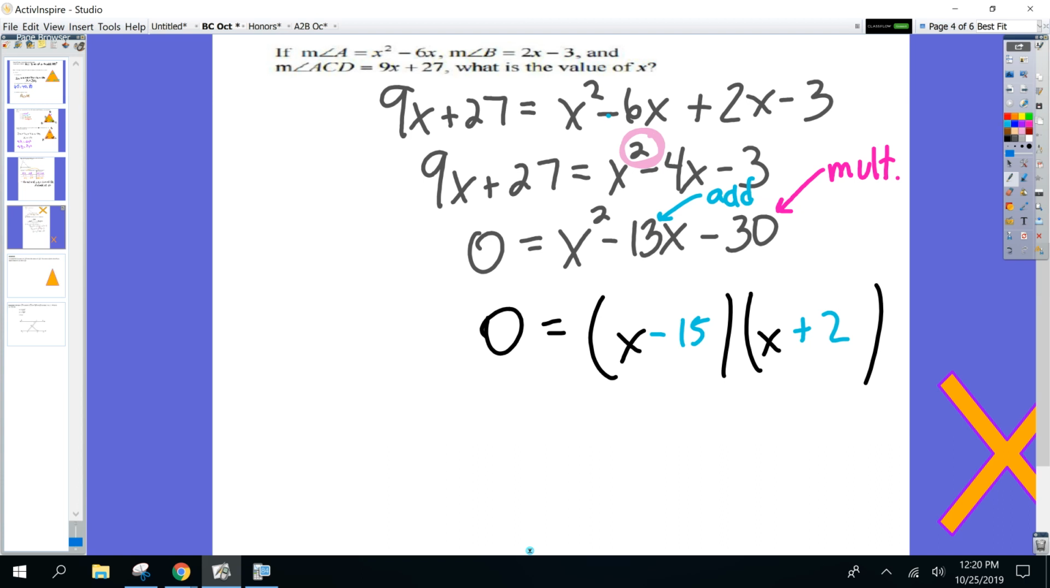All right. Solve for x. So over here, x equals 15. And over here, x could also equal negative 2.